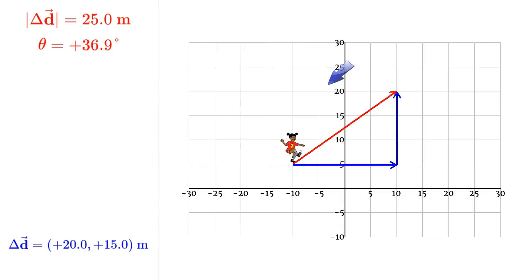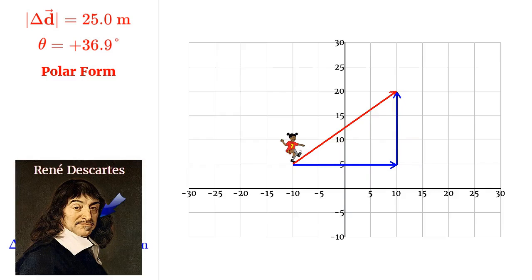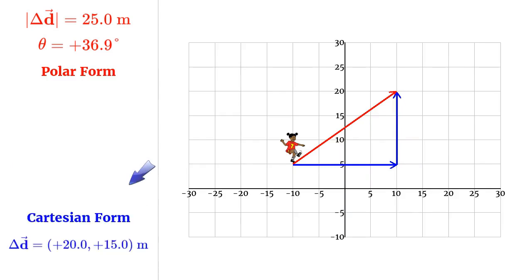These two different ways of describing a vector are given names. The magnitude and direction, that's known as the polar form of the vector. The x and y components, that's known as the Cartesian form of the vector. The word Cartesian comes from the last name of René Descartes, a French philosopher and mathematician who came up with the idea of using coordinate systems.